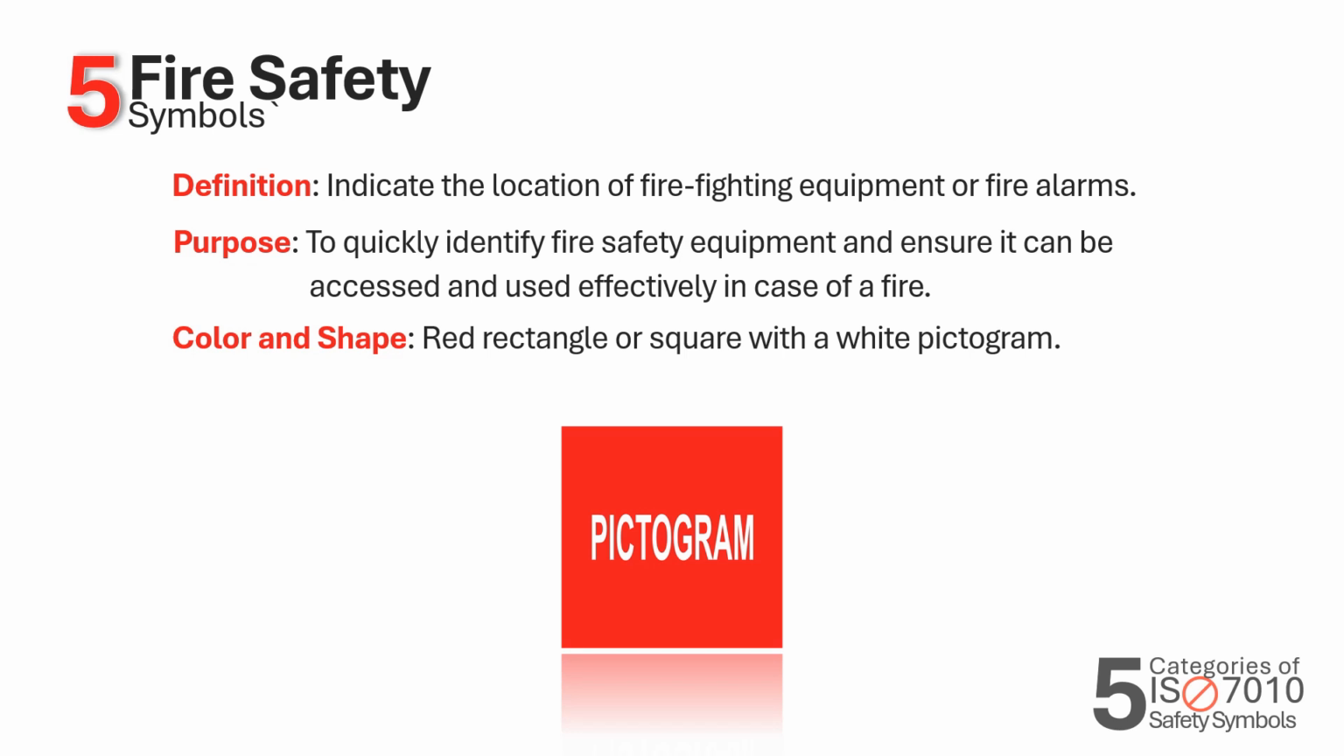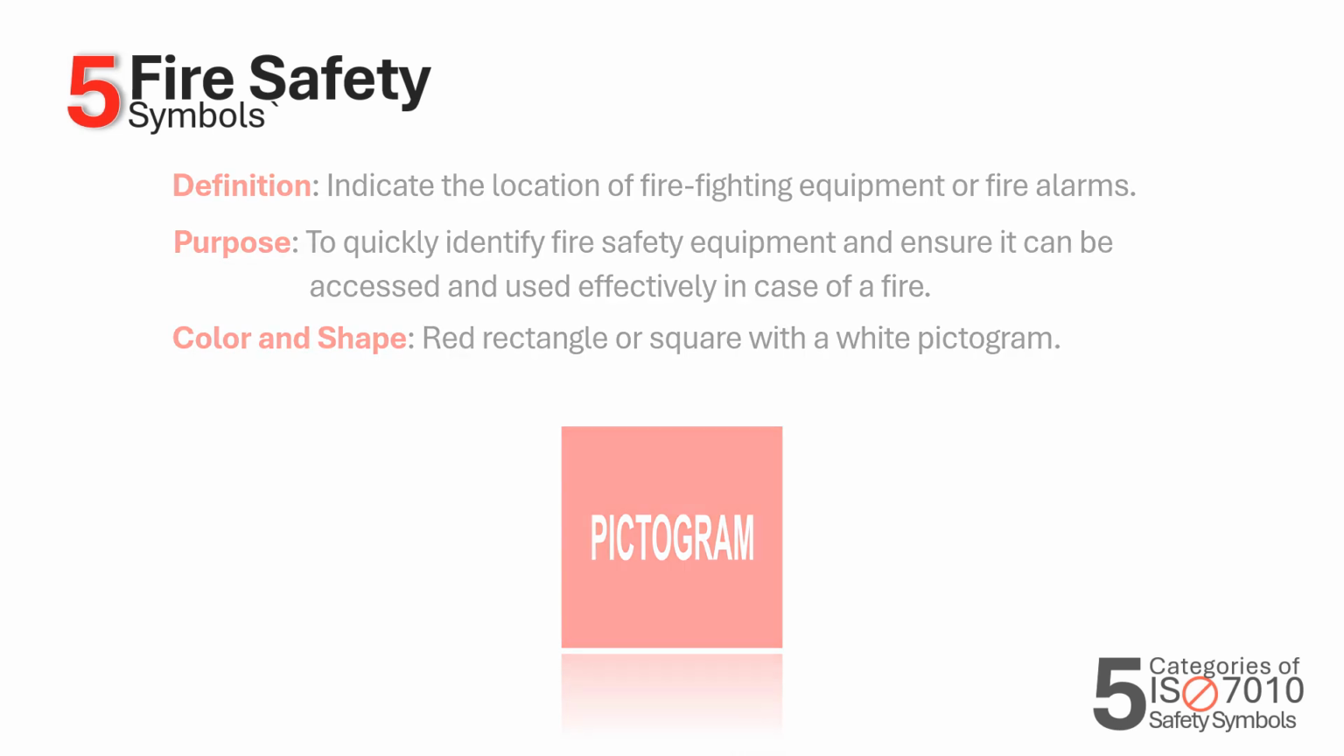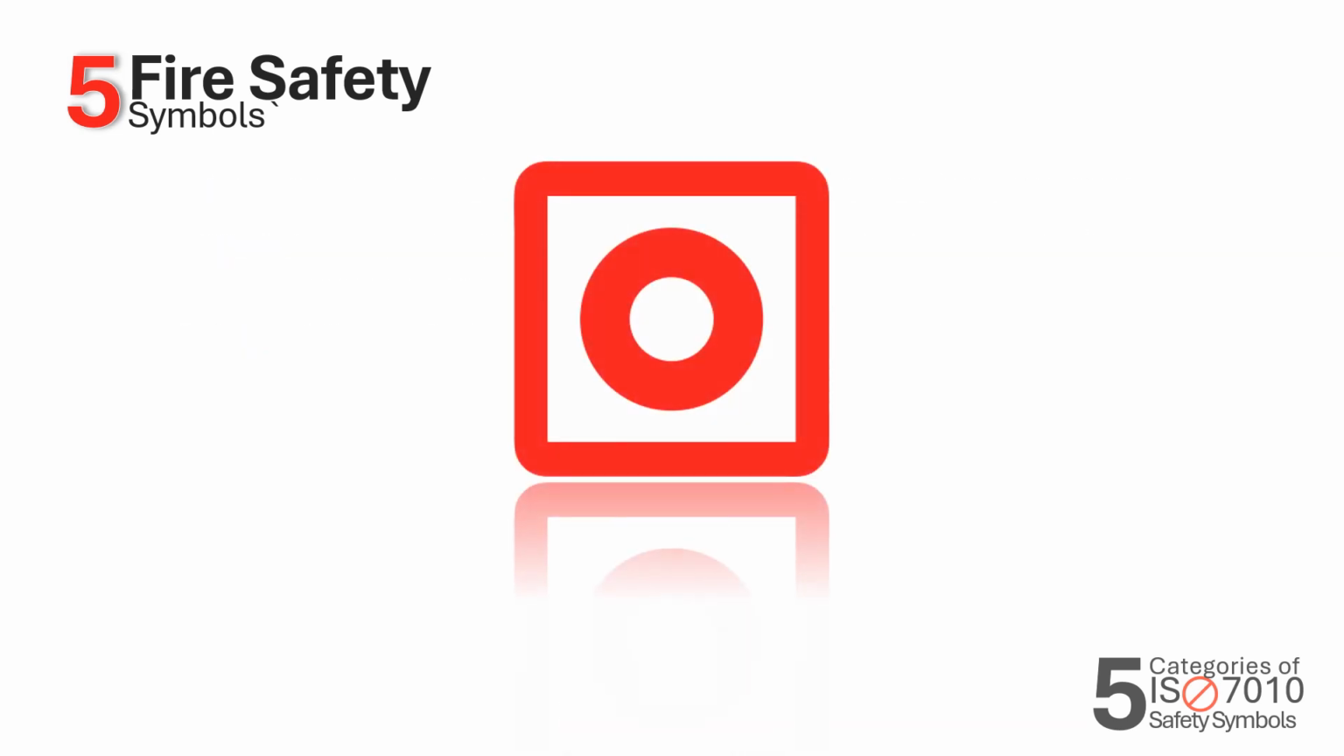How do we recognize them? Fire safety symbols are typically shown in a red rectangle or square with a white pictogram. The red color signifies urgency and alertness, which is crucial for fire safety. The red shape and white pictogram are designed to stand out and be easily recognizable. The pictogram clearly shows what type of fire safety equipment or alarm is present. Here are some examples of fire safety symbols.